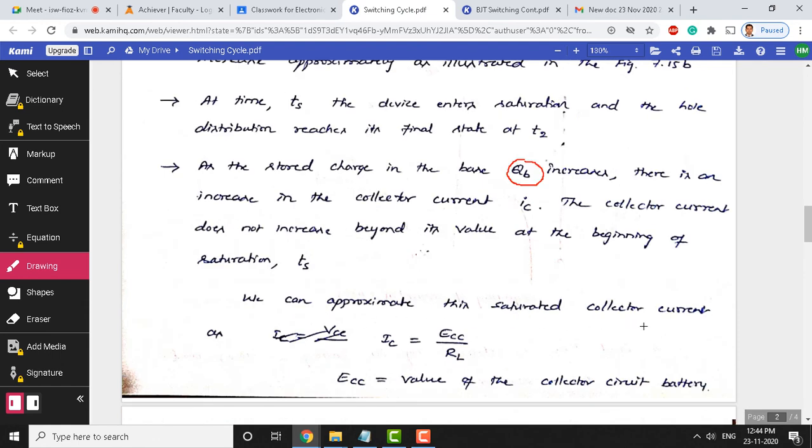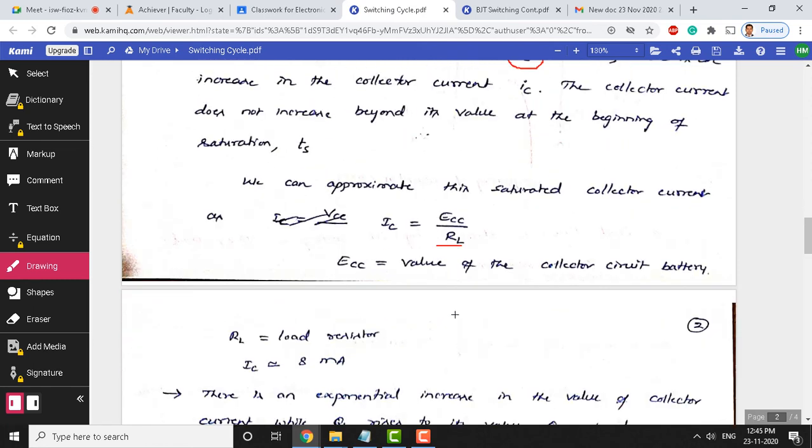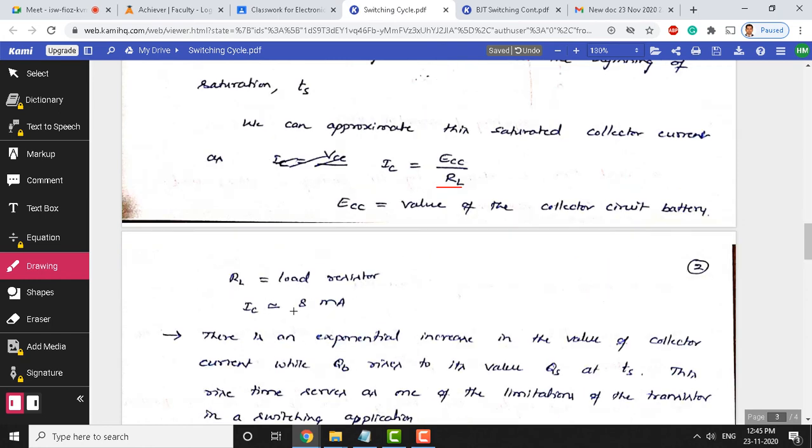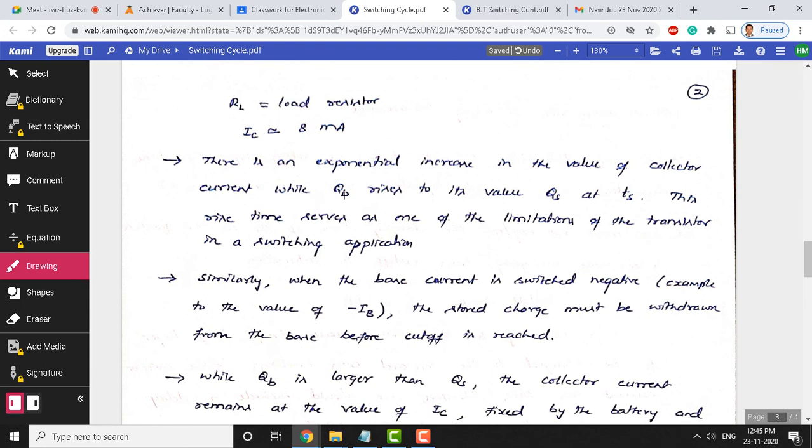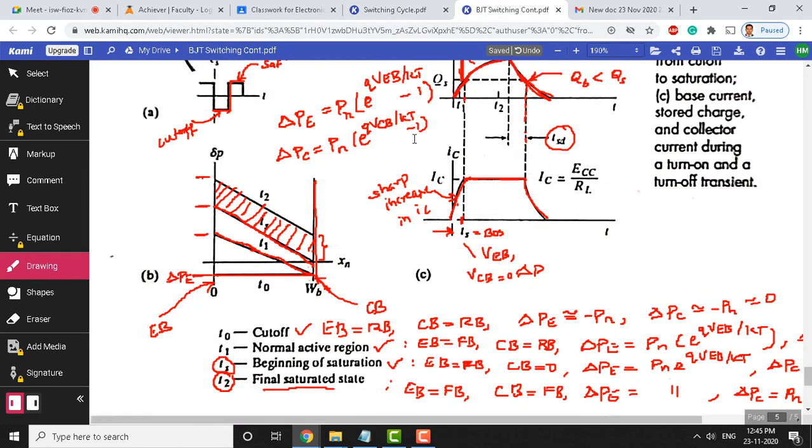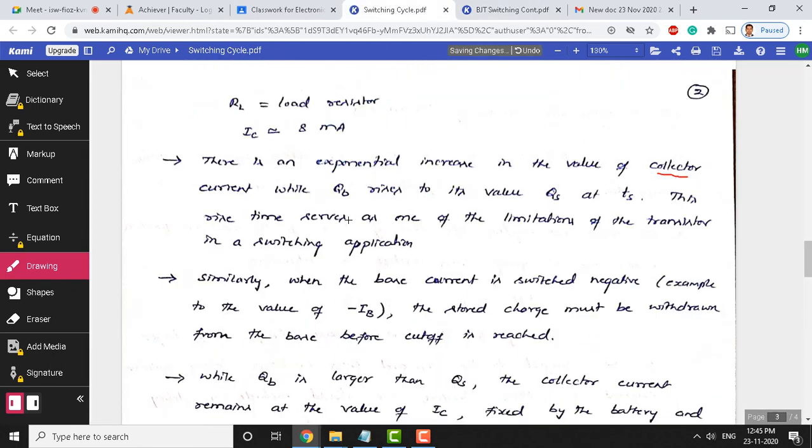We can approximate the saturated collector current by this value. It depends on the external battery and RL. ECC is the value of the collector circuit battery, and RL is the load resistor. There is an exponential increase in the collector current while QB rises to its value QS at TS. This rise time serves as one of the limitations of the transistor in a switching application.